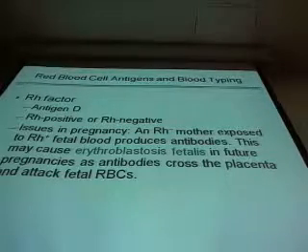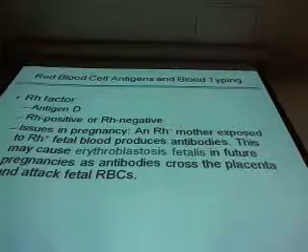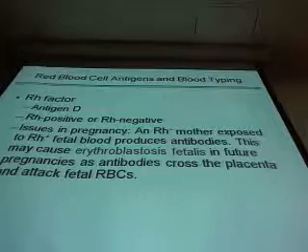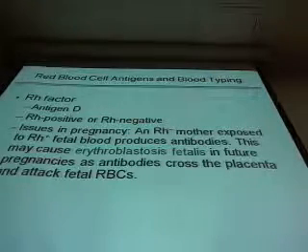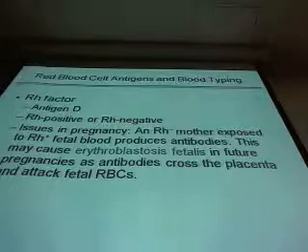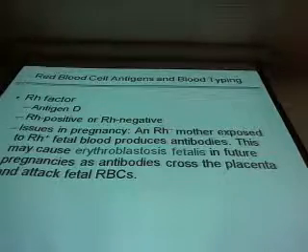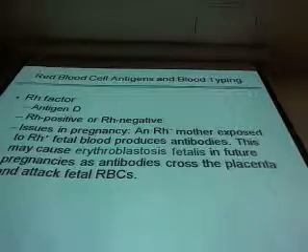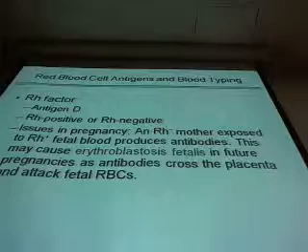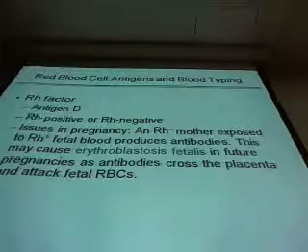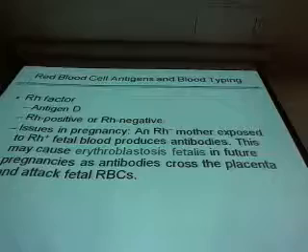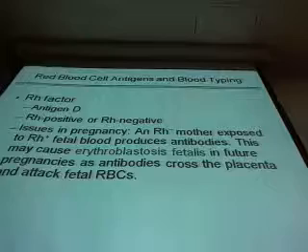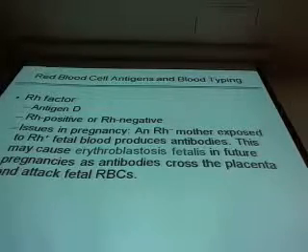One cell isn't going to do it. You have to have a certain dose, and I forget exactly what it is. I think it's like 20 cc, something like that. But this anti-D can cross the placenta, and it goes right back into the baby and starts hemolyzing the baby's cells while it's still in the uterus. That's your hemolytic disease of the newborn.